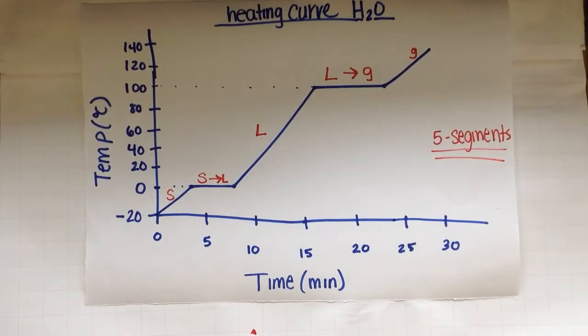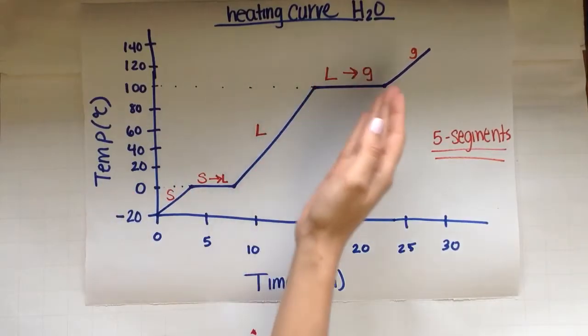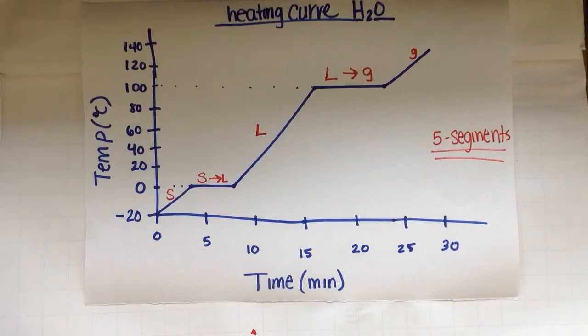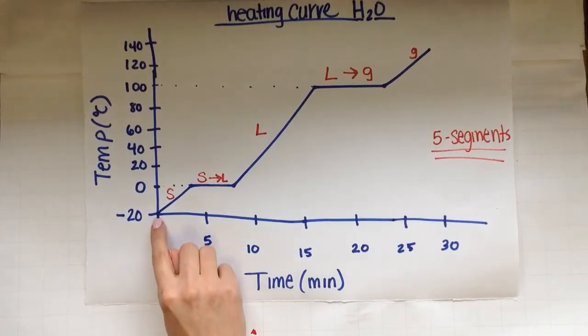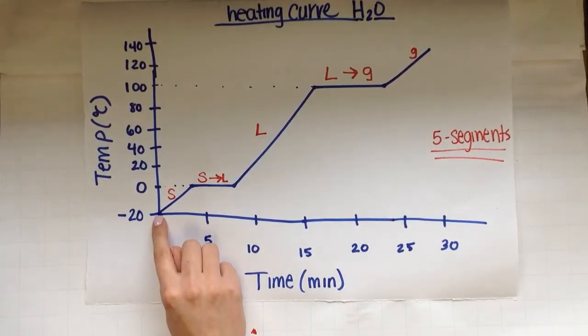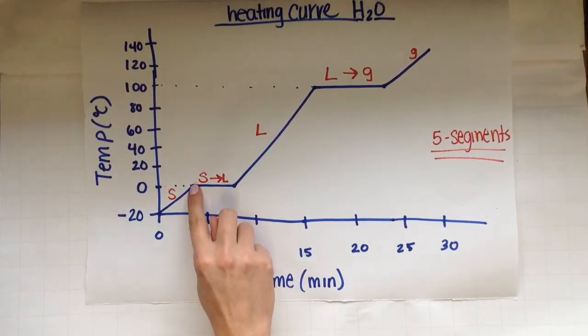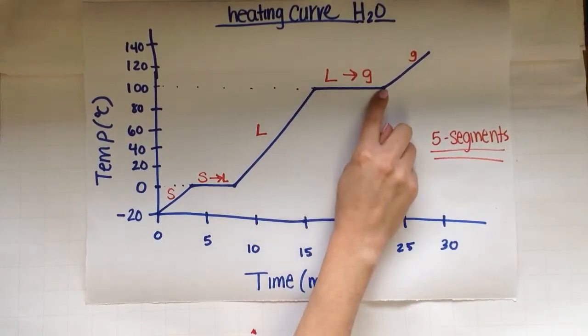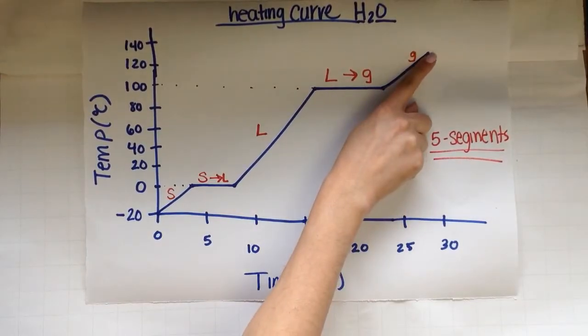And what it does is it shows a substance as it's being heated. So this substance is water, as indicated in my title. And so water is going through all the different states of matter. So it starts off as an S for solid, then it turns from a solid to a liquid, then from a liquid to a gas, and then a gas.